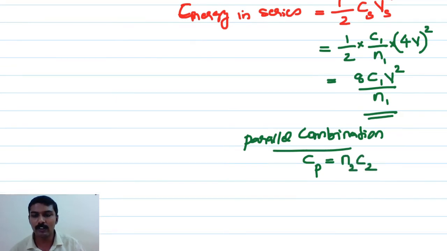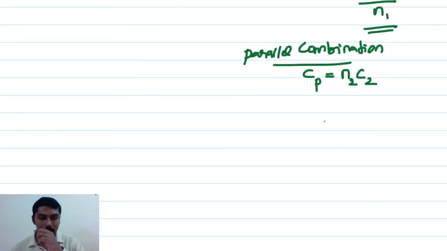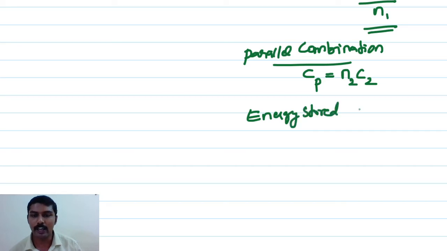You will obviously be able to understand that: C2 plus C2 plus C2 plus C2, how many are there? N2. So when you add it together, it gives N2 times C2. Now the potential applied is V. The energy stored in the parallel combination is half C V square, capacitance multiplied by potential squared. What is the capacitance? Cp is the capacitance, and the potential in the parallel combination is squared.